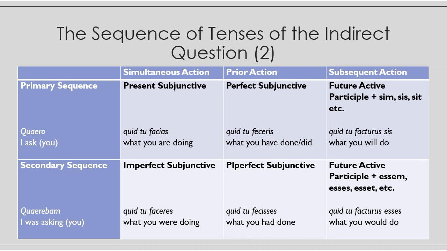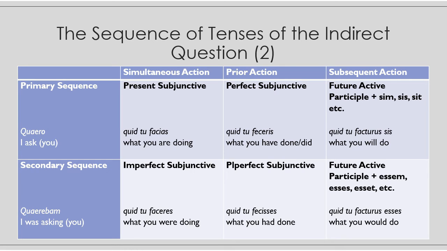If you have an action which is prior, you have to use the pluperfect subjunctive, because we know that the pluperfect is usually the tense that you use when an action is prior to some kind of past verb. So the sentence would be quaerebam quid tu fecisses. So I was asking you what you had done, like previously, in the past.